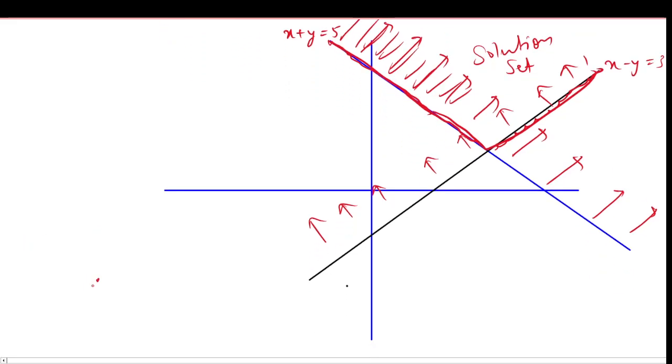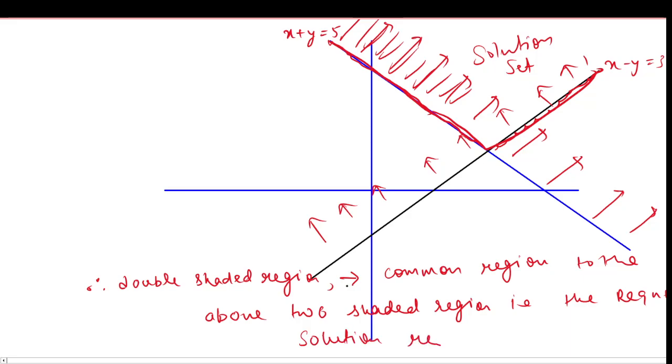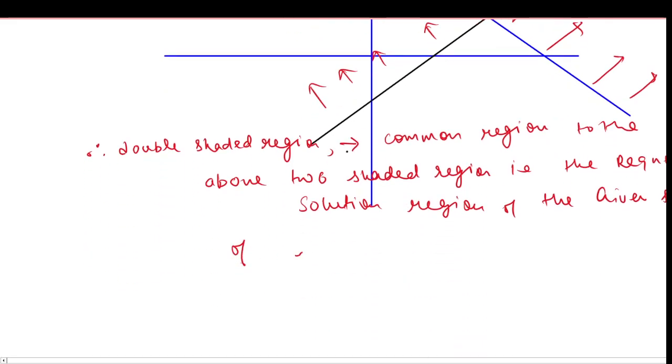Therefore the double shaded region, common to the above two shaded regions, that is the required solution region of the given system of inequality.